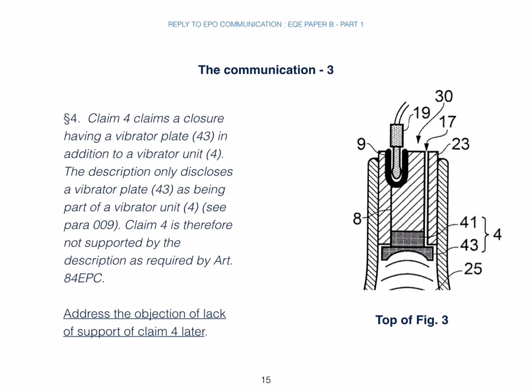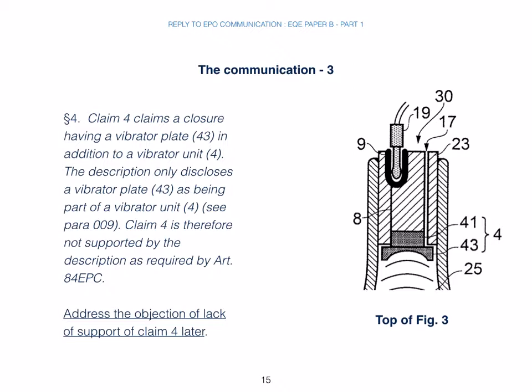Paragraph 4 goes on. Claim 4 claims a closure having a vibrator plate in addition to a vibrator unit. The description only discloses a vibrator plate as being part of a vibrator unit. See paragraph 9. Claim 4 is therefore not supported by the description as required by Article 84 EPC. There again, we have to address this objection of lack of support later.